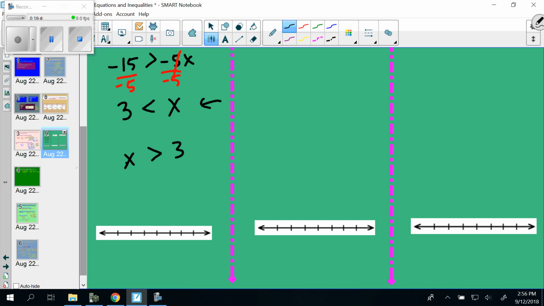So now to graph this, find where 3 is. We would use an open circle because it's not equal to, and then we would graph everything to the right because numbers greater than 3 are to the right.